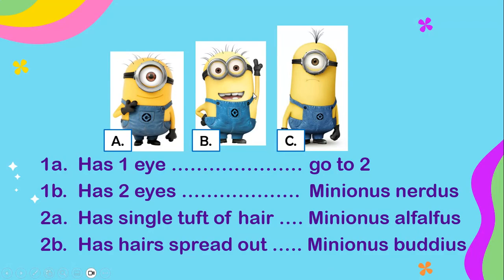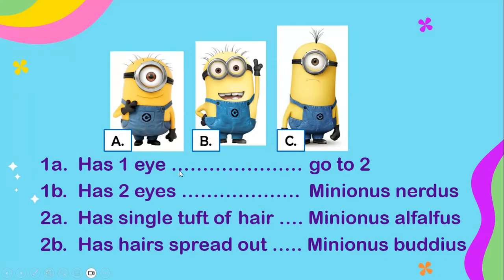For minion B, we go back to number 1. We always go back to the beginning. So has one eye or two eyes? This guy has two. So we go to the end of that choice and we don't need to go any further. It's Minionus nerdus.